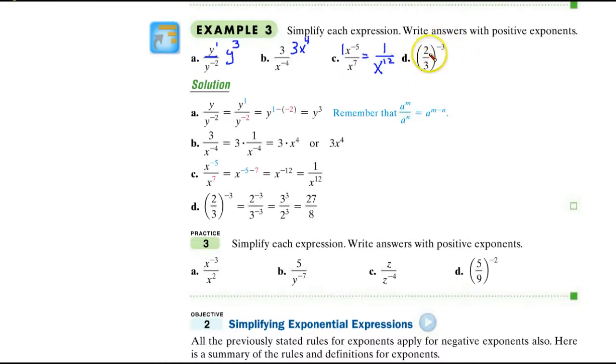Now, an interesting thing that they'll mention to you sometime or other, that when we have a fraction like this, and it's to a negative exponent, we can make this a positive exponent just by taking the reciprocal of the fraction, which then becomes 3/2 to the 3rd. So 3 to the 3rd is 27. 2 to the 3rd is 8. And they have that all written out here for you. Okay, let's go on.